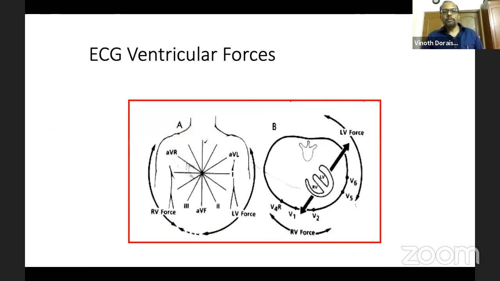Now we're going to discuss right ventricular and left ventricular hypertrophy. You have to know the positions of the frontal plane leads and the horizontal plane leads. AVR and lead 3 will mainly reflect the right ventricular forces, and AVL and lead 2 will reflect the left ventricular forces by direction. V4R, V1 and V2 will be over the right ventricle, and V5 and V6 will be over the left ventricle.